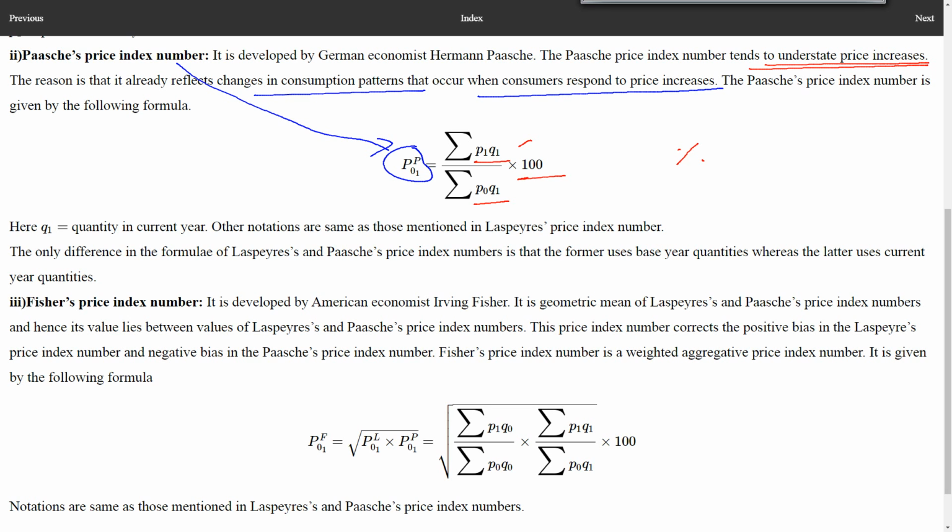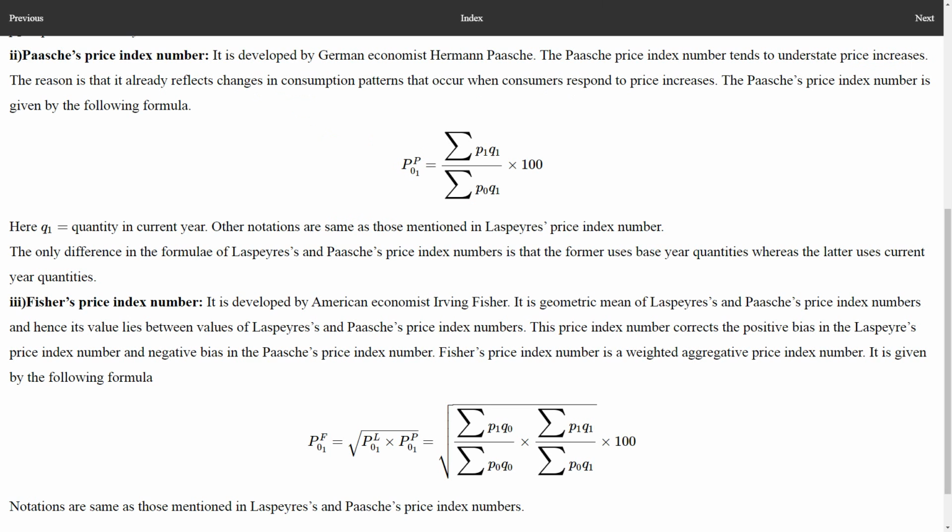As we have seen, the notation is the same. P denotes price, Q denotes quantity. As such, Q1 is quantity in current year, P1 is price in current year, P0 is price in base year, and Q1 is quantity in current year.